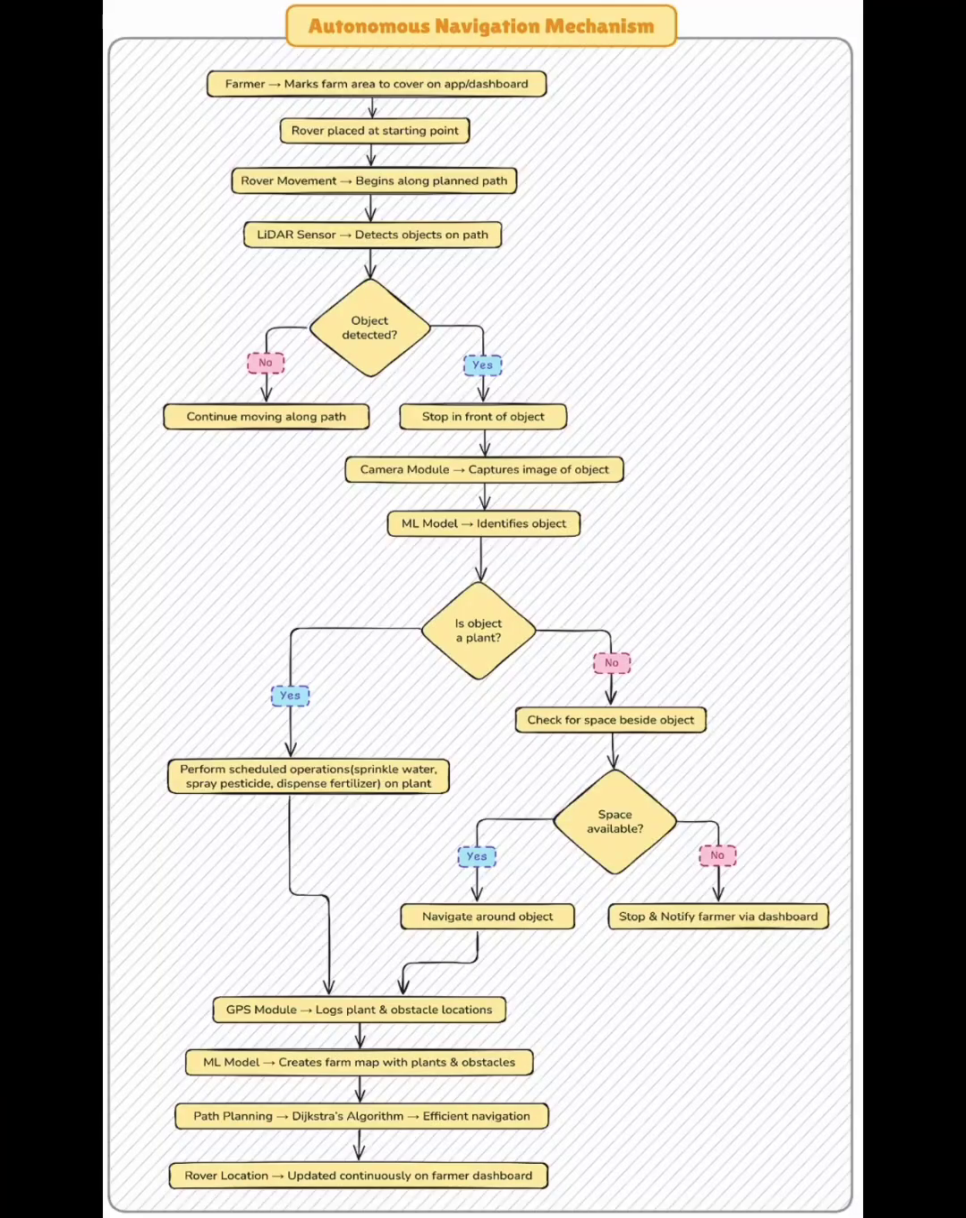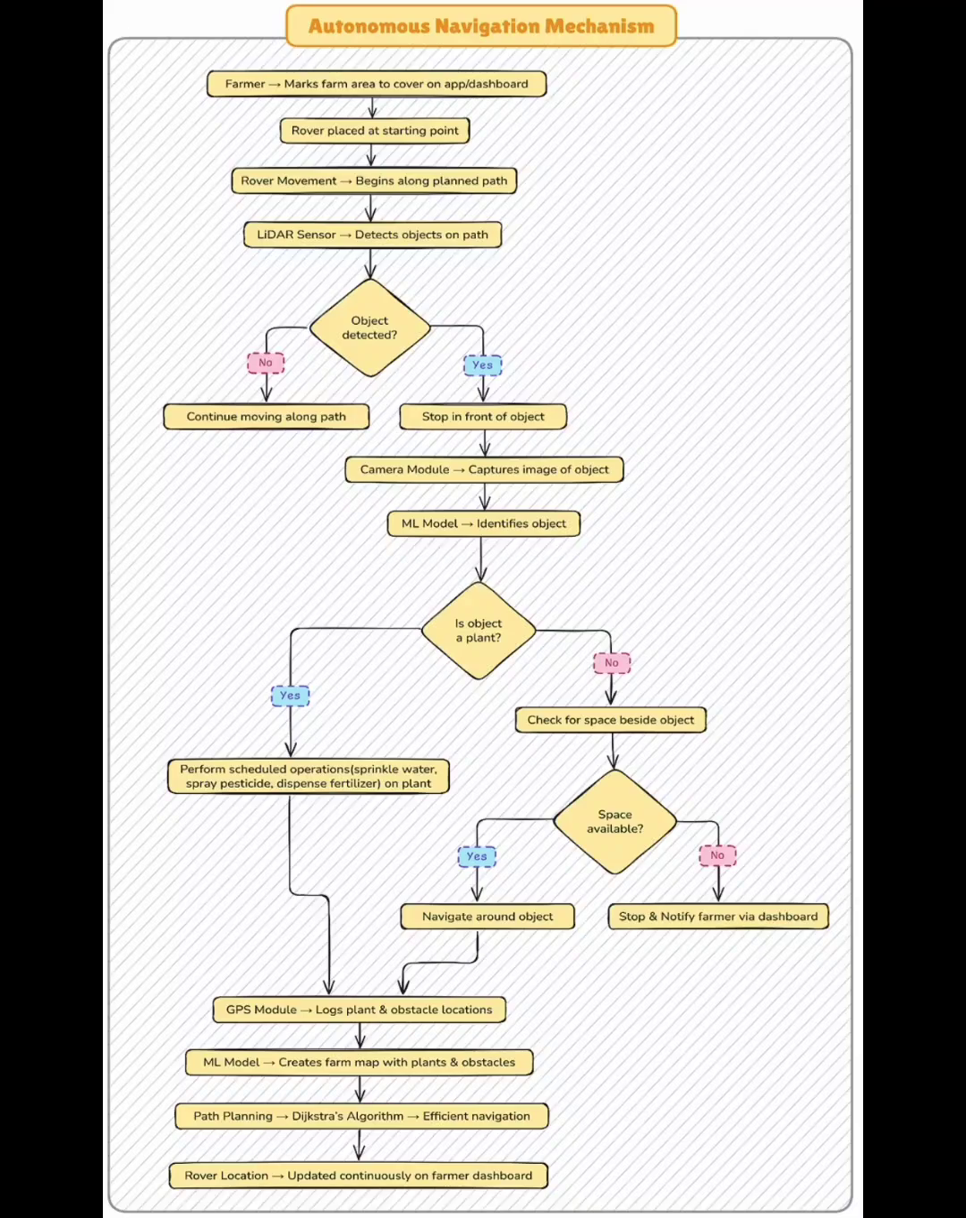This is the autonomous navigation mechanism. The farmer will first mark the farm area to be covered on our application. The rover will be placed at the starting point and begins along the plant path. We will be using a LiDAR sensor which will detect objects on the path. If an object is not detected, we will continue moving along the path. If an object is detected, first it will check whether it is a plant or not. If it's a plant, then it will perform the scheduled operation which I have mentioned before, like sprinkling water, spraying pesticides, etc. If it's not a plant, then it will check whether space is available or not.